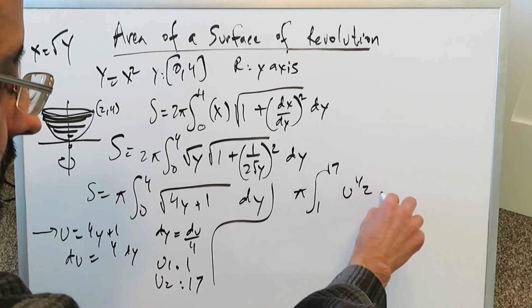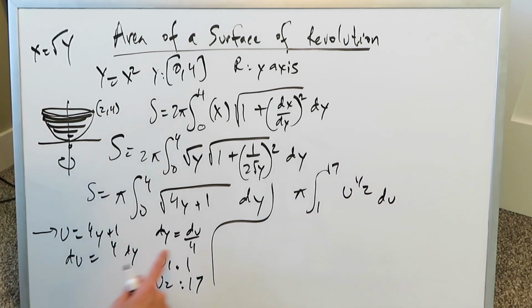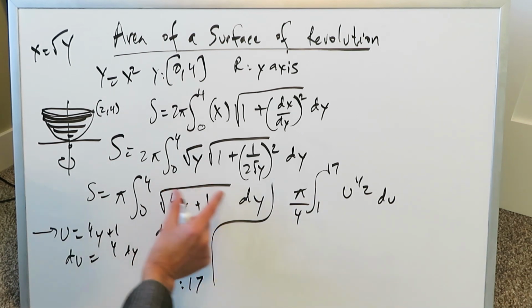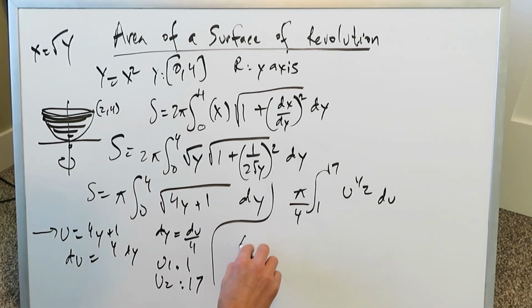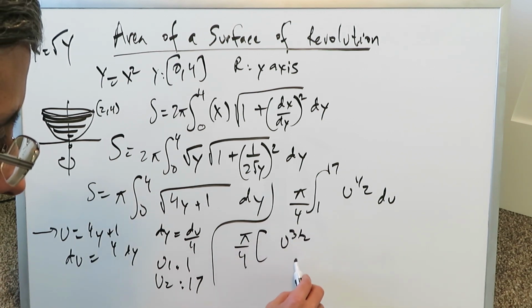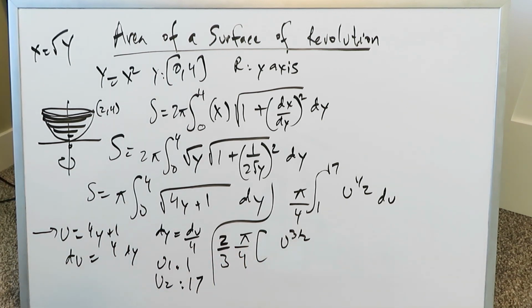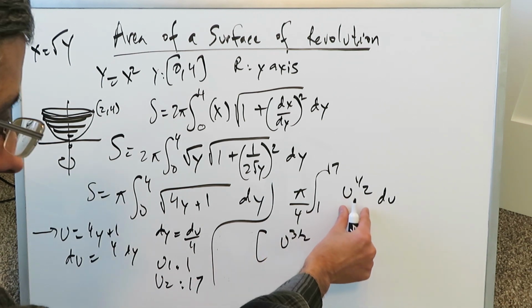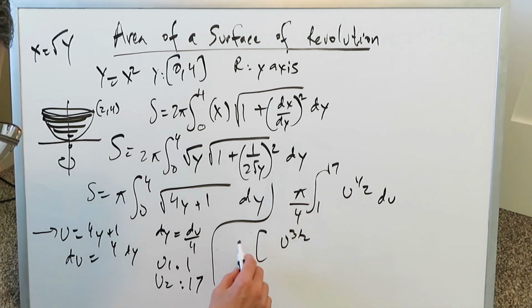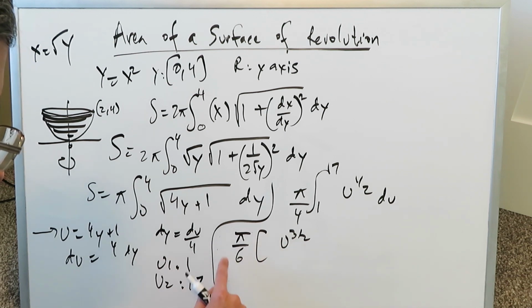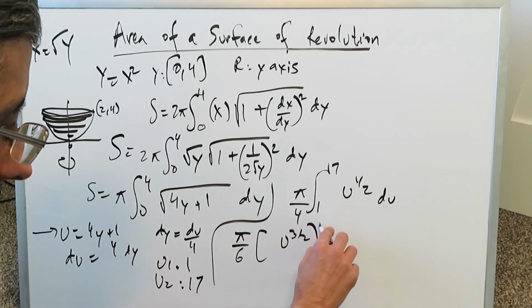We have a u to the 1 over 2 du over 4. But this over 4, I'm bringing it right out here with the pi. Because here u comes within the square root, we have that. We can then integrate it. We have a pi over 4, and we have a u to the 3 over 2 divided by 3 over 2. That divided by 3 over 2, I'm just flipping it around right over here. I'll have a 2 pi over 12, which will very easily simplify to a pi over 6, and you'll see that to be the case. That denominator 3 over 2 multiplies with pi over 4 when it flips to give you a pi over 6 when simplified. And you're looking at everything here from 1 to 17.